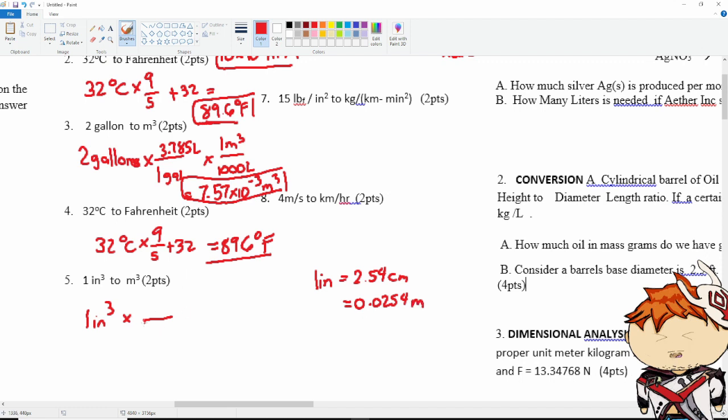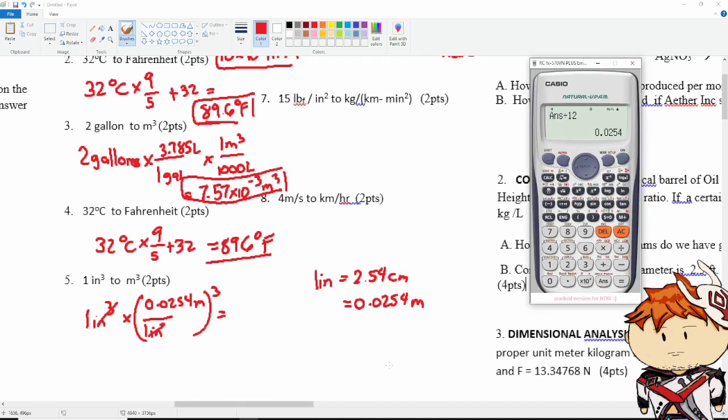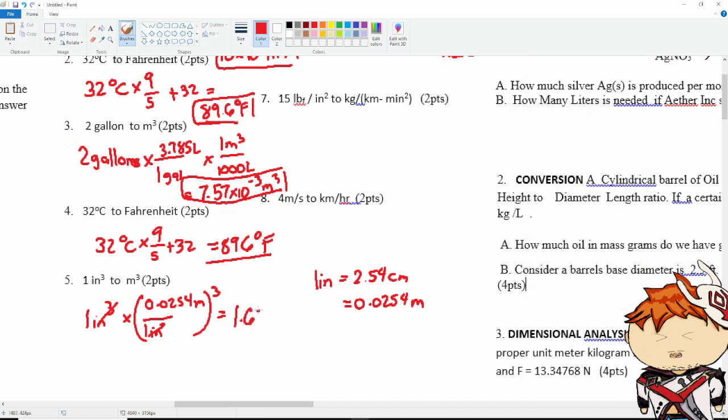So 1 inch is 0.0254 meter. Basically, we just cube it. 0.0254 cubed is 1.6387 times 10 to the negative 5 meter cube. Okay, that is now the answer to that. Alright, nice.